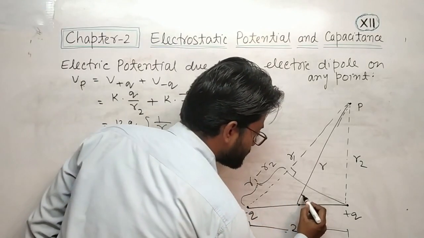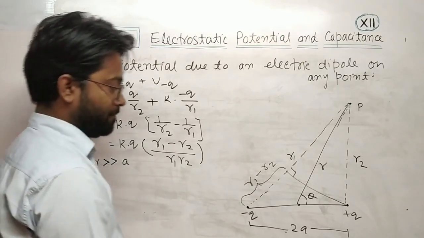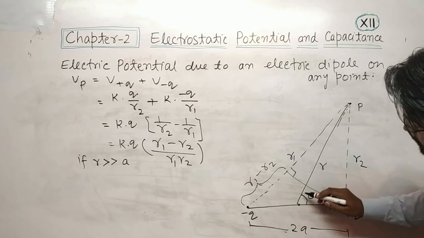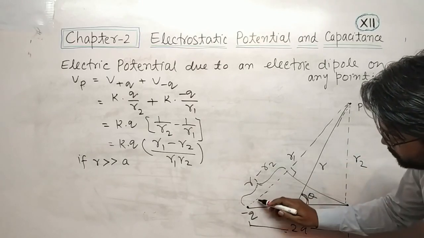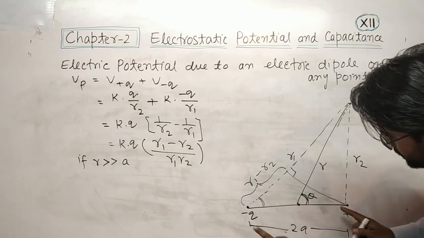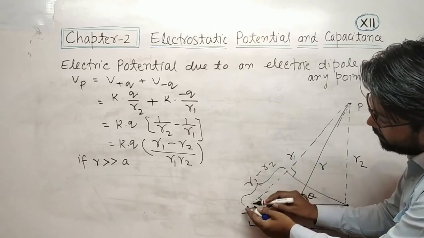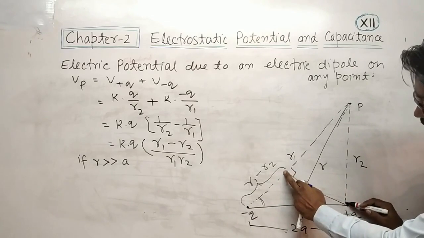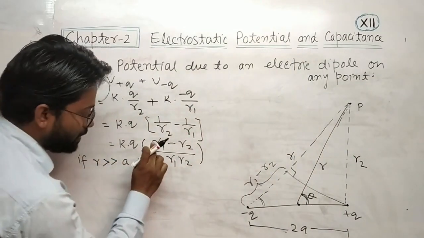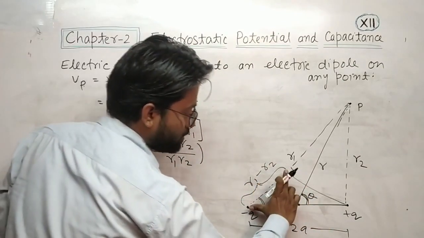If this is theta and if R is very much greater than A, means this is very large as compared to this length, that means this theta is approximately equal to this angle, this is also approximately theta. If this is 2a, along the theta it will be 2a cos theta, and this will be 2a sin theta. R1 minus R2 is equal to 2a cos theta. We can write in place of R1 minus R2 as 2a cos theta.